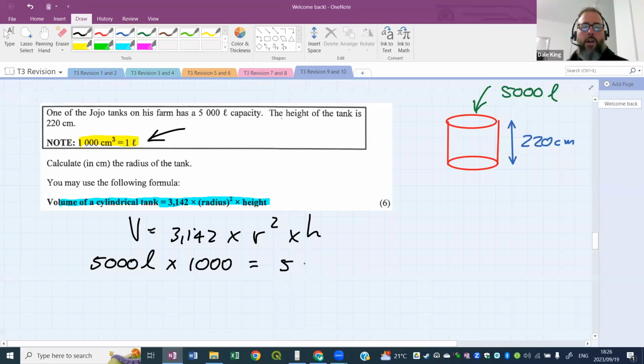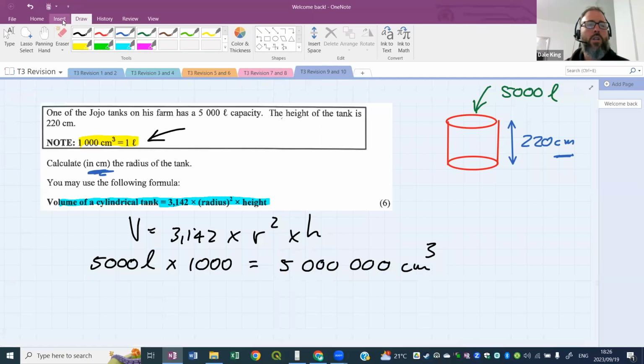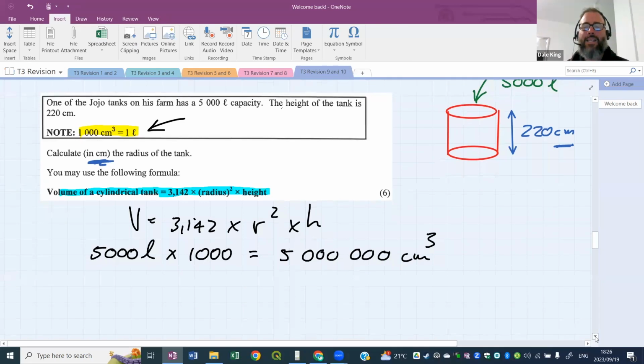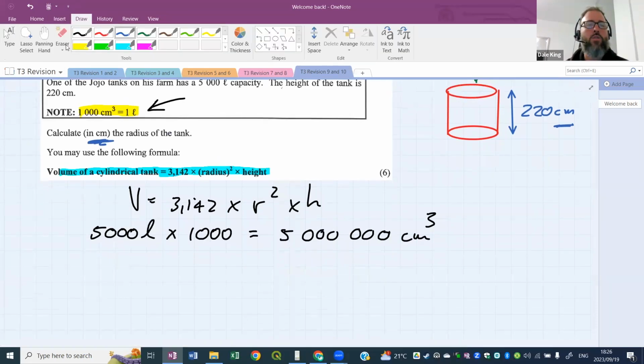All right. So 5 million centimeters cubed. So the first thing we did was change to centimeters cubed. Why are we doing this? Because our height is in centimeters. Also the radius they want, look at the question, is also needing to be in centimeters. So the units we have to work in here are centimeters. This is why Ben's suggesting we do this. So we're changing everything to centimeters. Okay. So I don't have to change the height of the tank. I need it in centimeters.